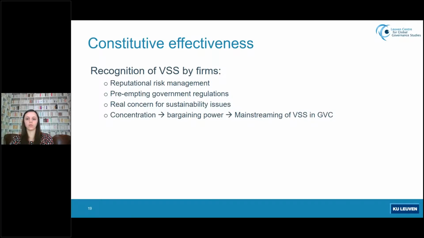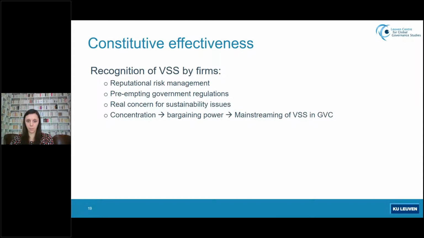But the fourth reason is also that VSS are mainstreaming. So in the beginning, VSS were rather like a niche market, but increasingly they are mainstreaming. And this is due to the fact that some steps of global value chains are increasingly concentrated, and particularly there is a huge concentration in retailing companies. So these companies really have a lot of bargaining power.